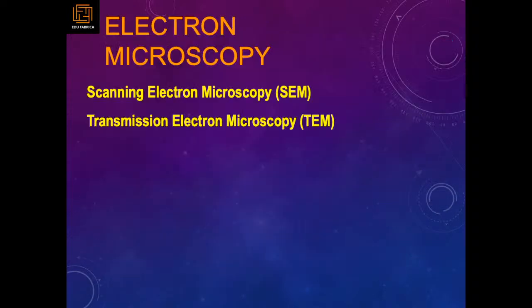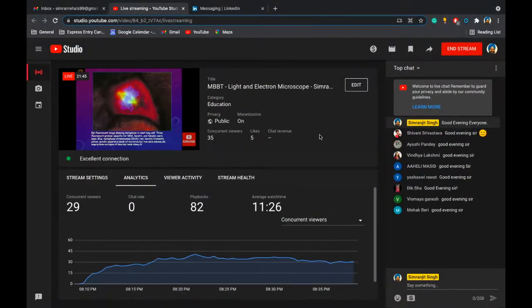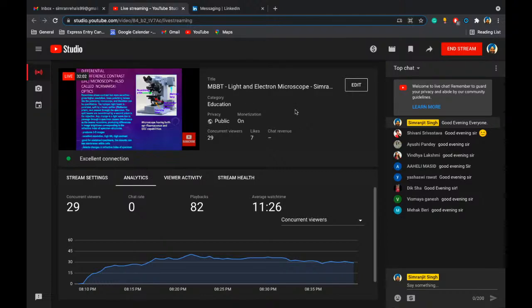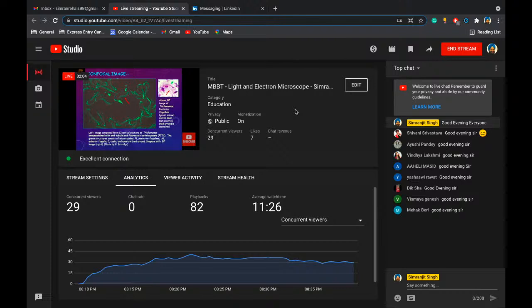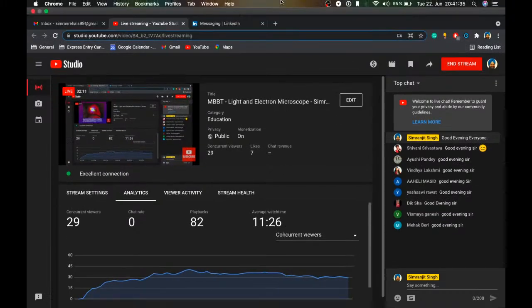So this was all about the confocal microscope that we have discussed so far. Now the light microscopy is done. Now it's time to go for electron microscopy from here onwards.